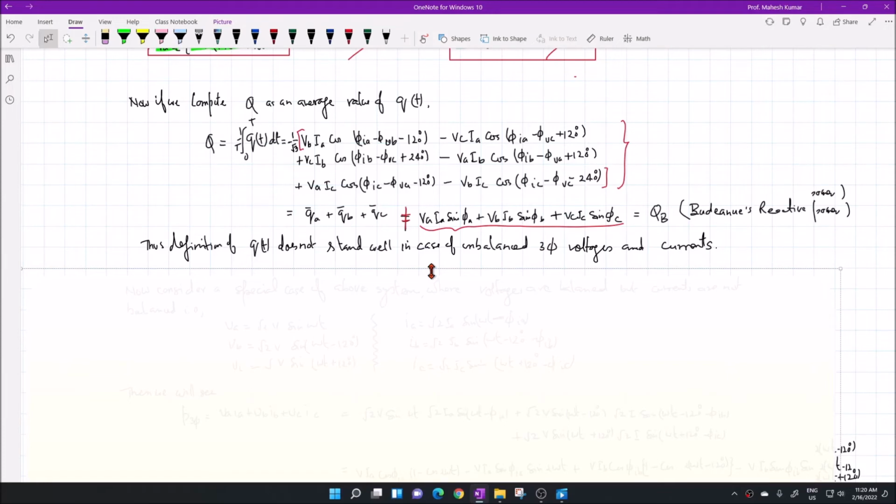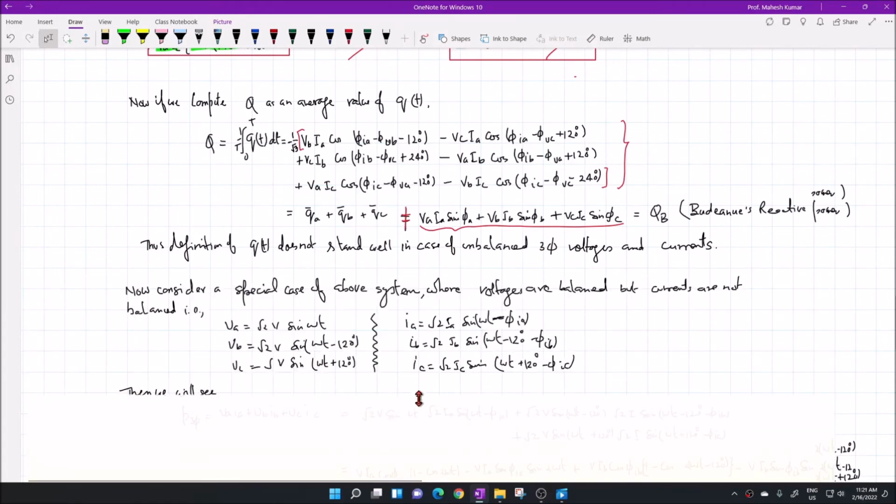We can simplify the problem a little bit by considering either voltage or current as a balanced quantity. For example, we can consider three-phase voltages as balanced voltages and currents can be unbalanced, or vice versa. Normally currents are unbalanced because they come from different kinds of load, and sources are normally balanced. So we can take the most practical case where the three-phase voltages are balanced but currents are unbalanced.